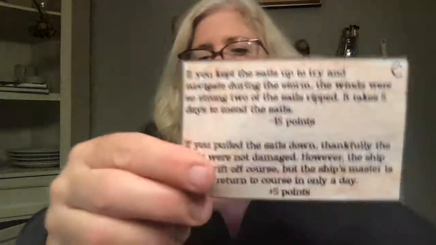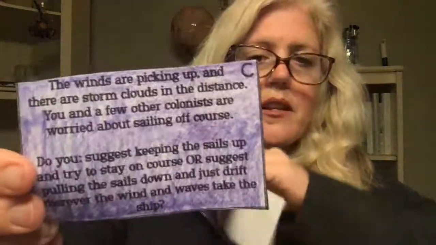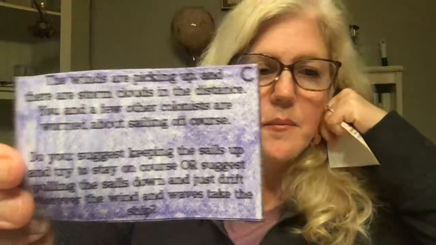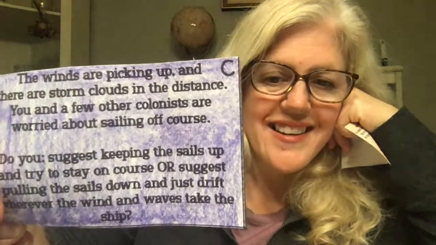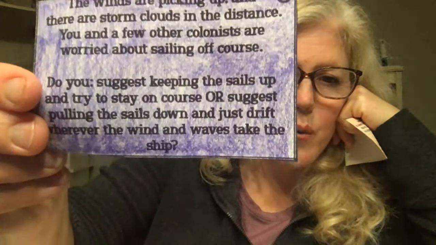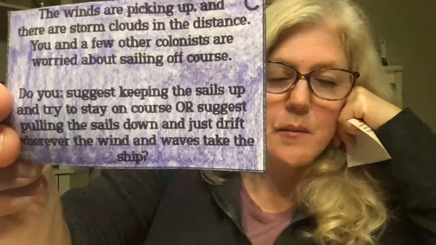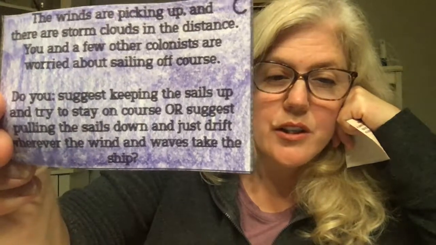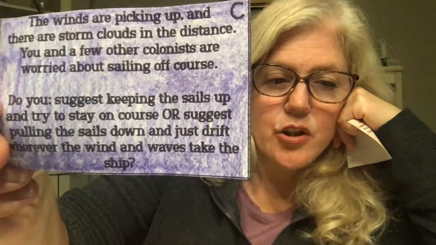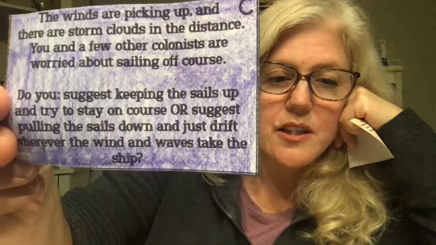So you guys all got nice cards that were printed on paper. These are my first ones that are just colored with crayon, but it's the same thing. So here's the card that has the answers for C. And this is what selection C says. The winds are picking up and there are storm clouds in the distance. You and a few other colonists are worried about sailing off course. Do you suggest keeping the sails up and try to stay on course, or suggest pulling the sails down and just drift wherever the wind and waves take the ship?